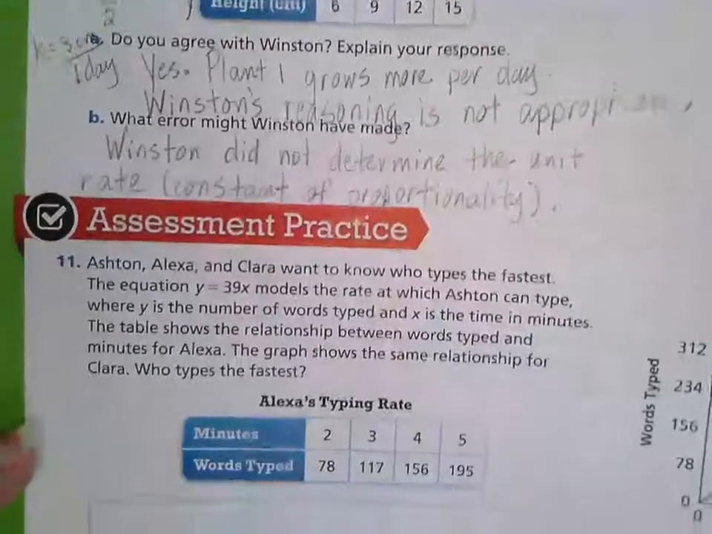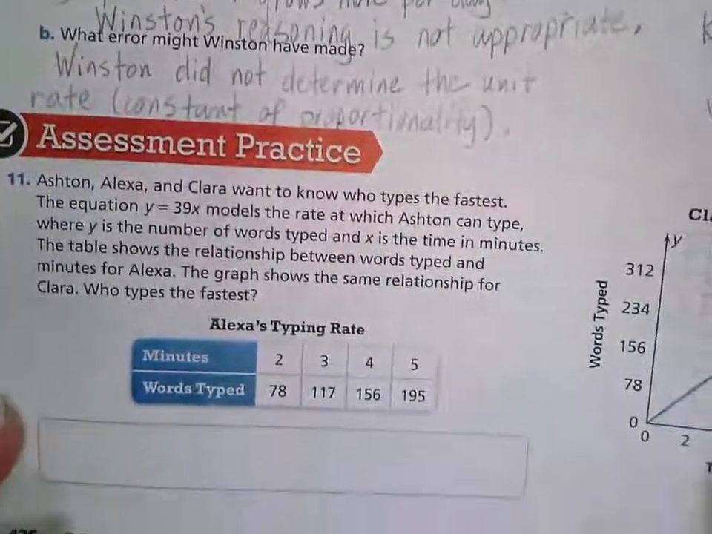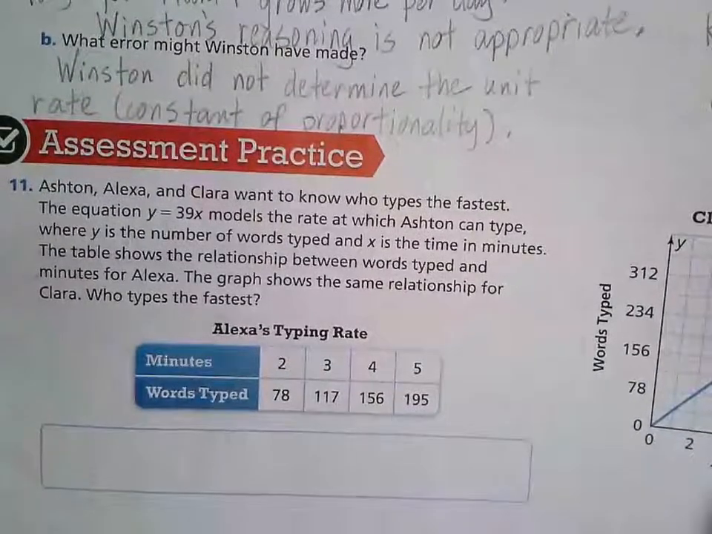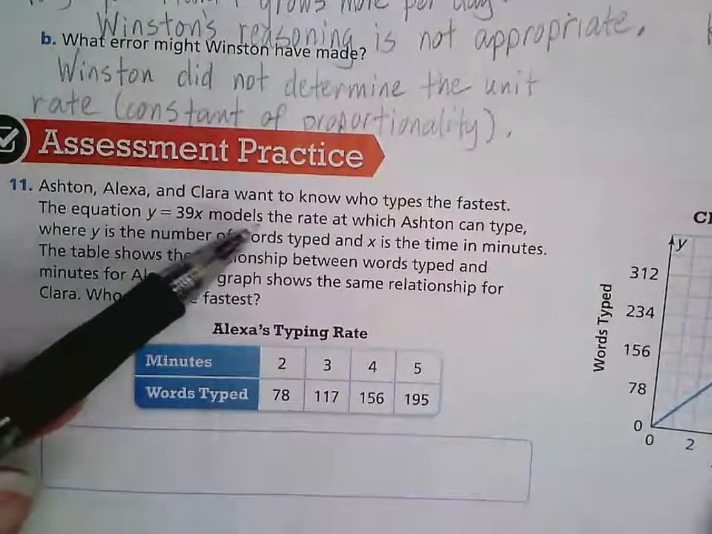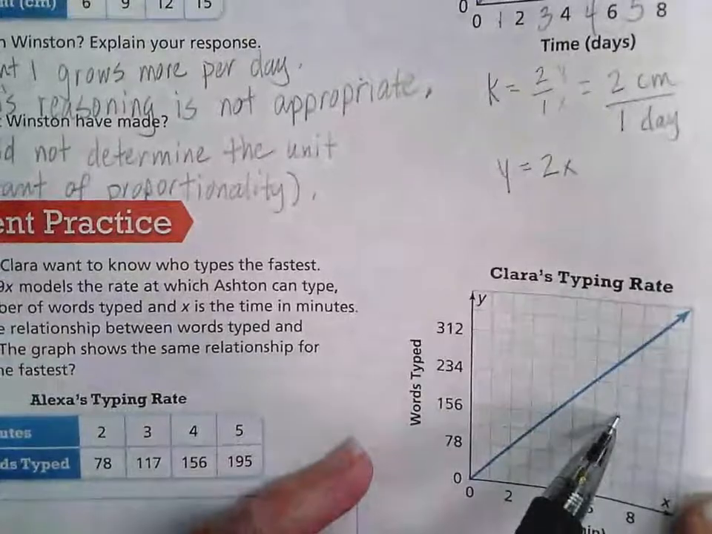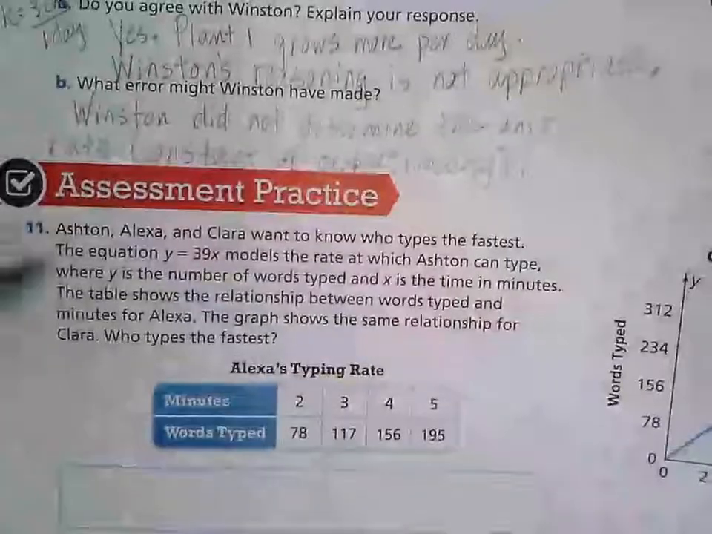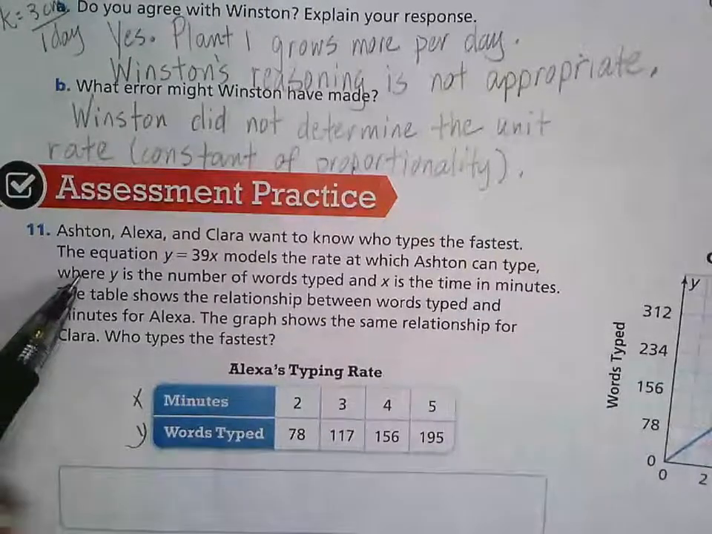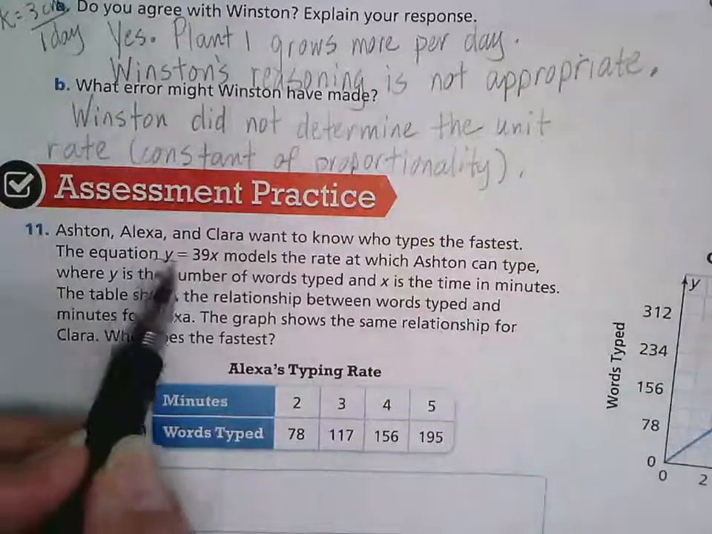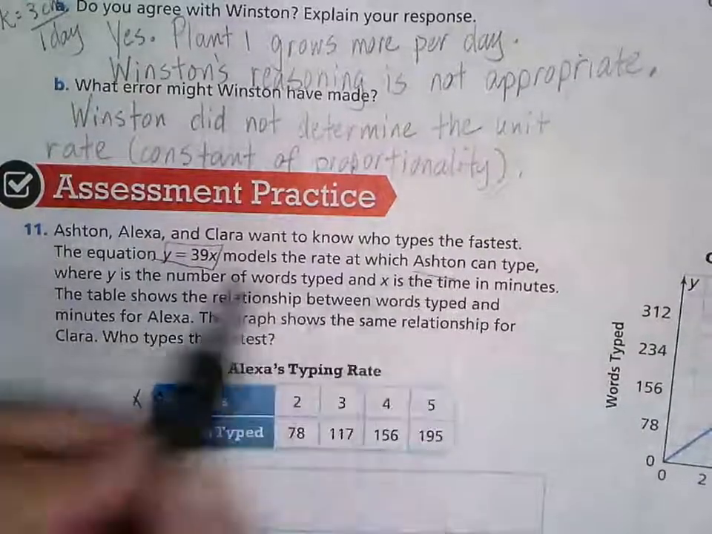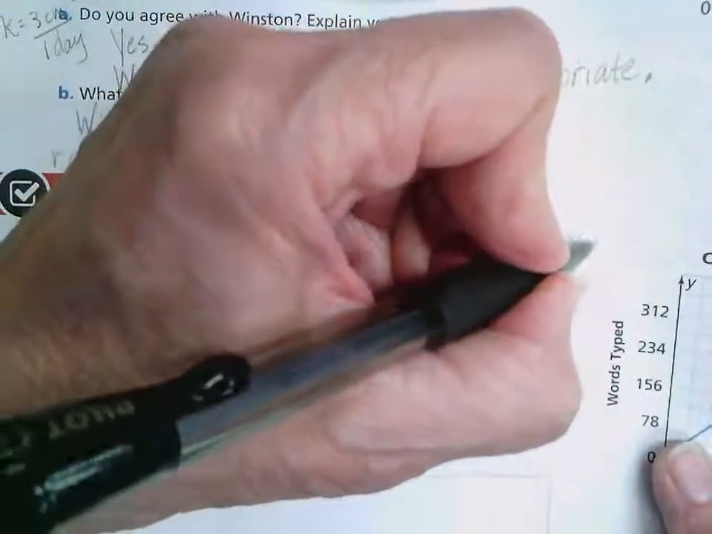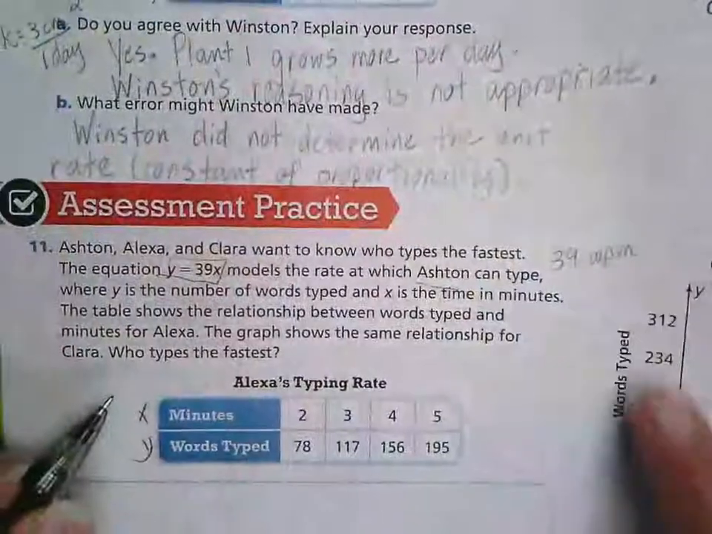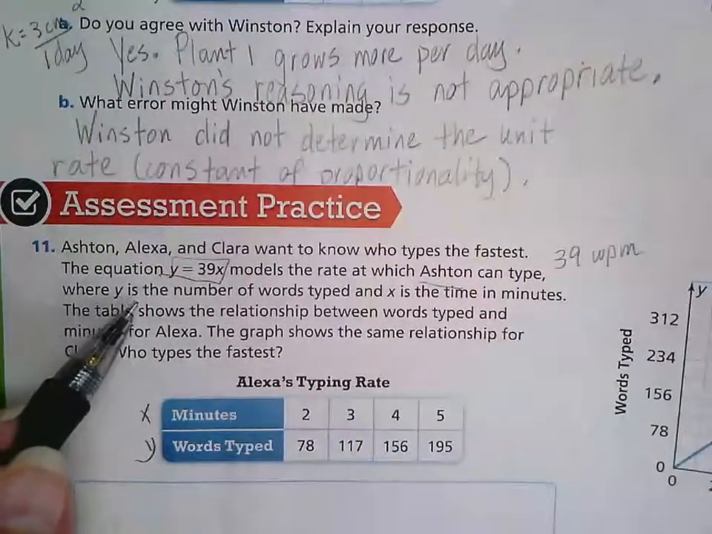Number 11. Ashton, Alexa, and Clara want to know who types the fastest. The equation y equals 39x models the rate at which Ashton can type. So we've got Clara's typing represented in a graph. We have Alexa's typing represented in a table. And we have Ashton's typing represented in an equation. So we know that Ashton types at 39 words per minute.